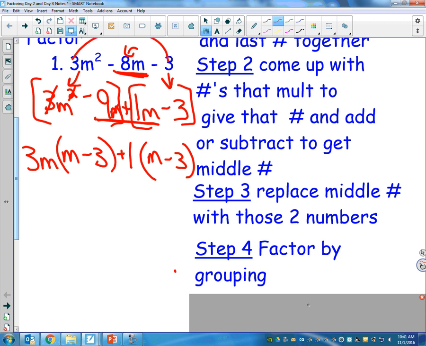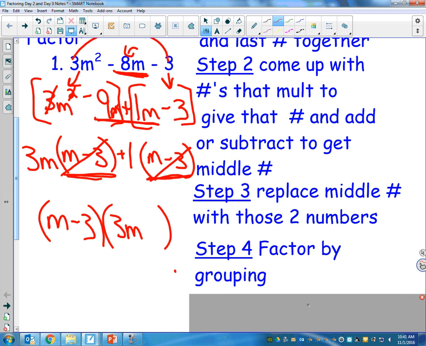You should always end with 2 sets of parentheses. One set is going to be the part that's the same, so I always pull that out first. So I pull out the m minus 3, so it's gone. If you put nothing here, when you bring this down, you're only going to say 3m. And that's going to be the wrong answer. So you have to realize that you pulled a 1 out of that, because if not, you're missing that second part of that parenthesis.